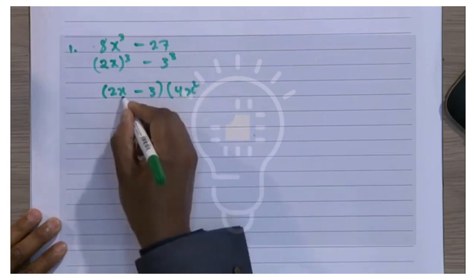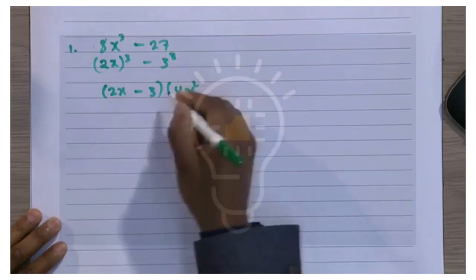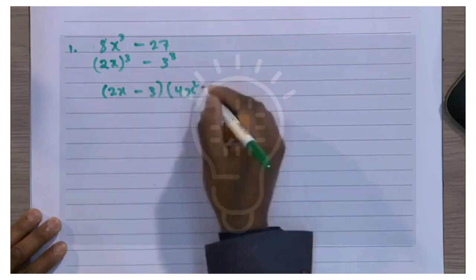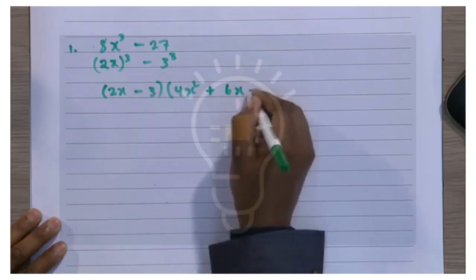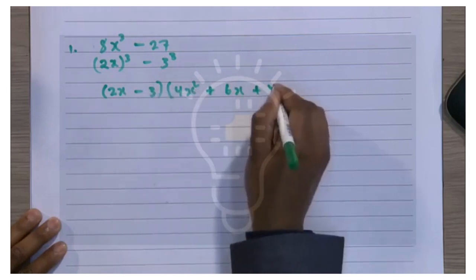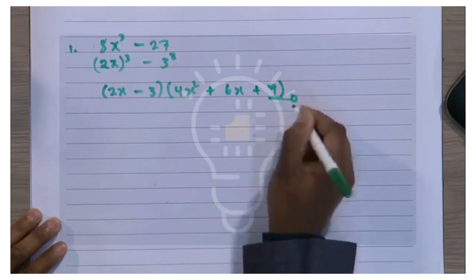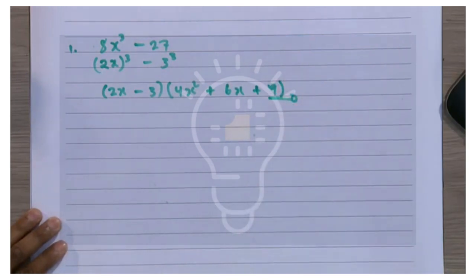We square the first bracket, it becomes 4x squared, and then we take the product of these two, and it's going to be 6x, and then we square the last one, plus 9. So that would be the factorization of the difference of those two cubes.